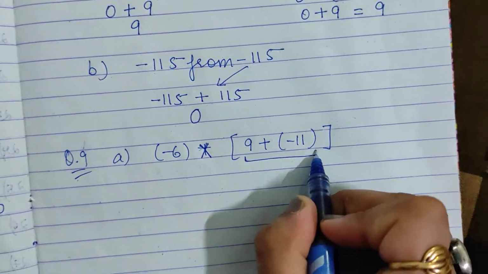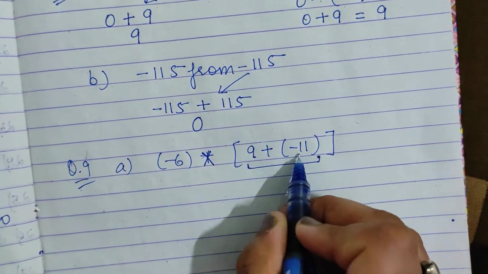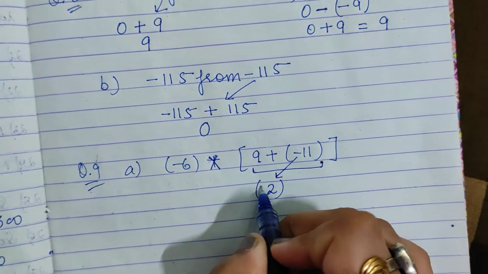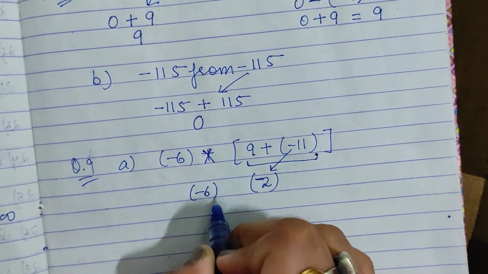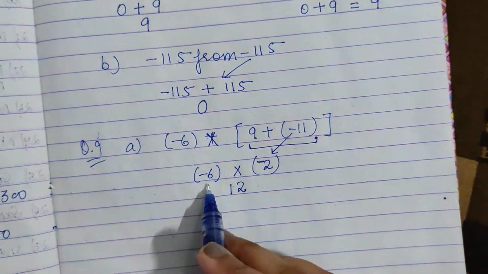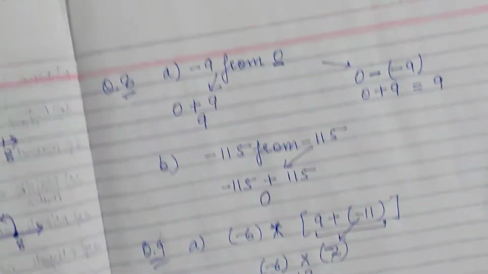So first we will solve the bracket. 1 positive, 1 negative, we will subtract them. 11 minus 9 will give you 2. Sign will come from the larger number, minus 2, and outside minus 6 is there. So minus 6 multiply minus 2 will give you positive 12. Both the numbers are negative, so answer will be positive. Now coming on to the B part.